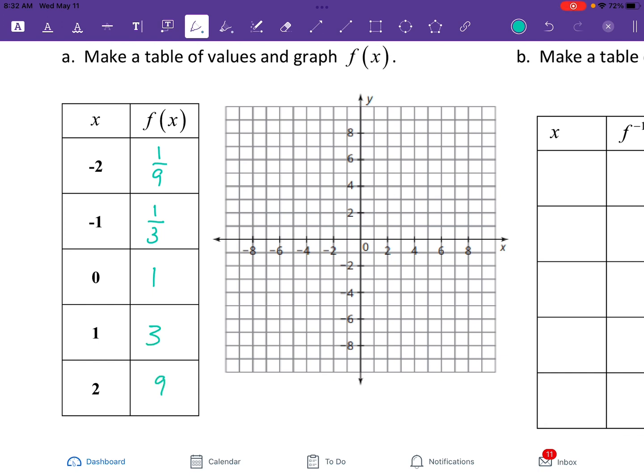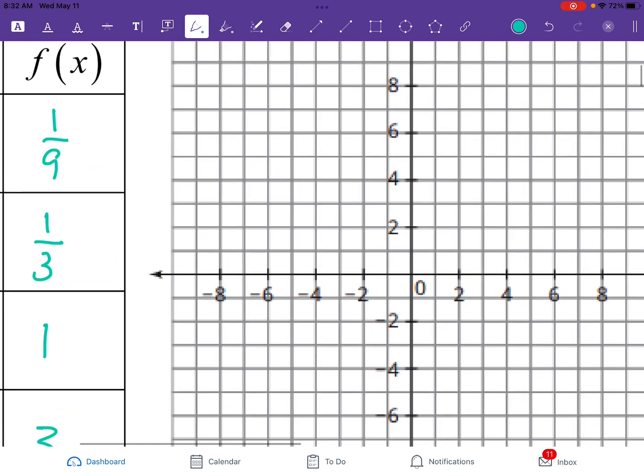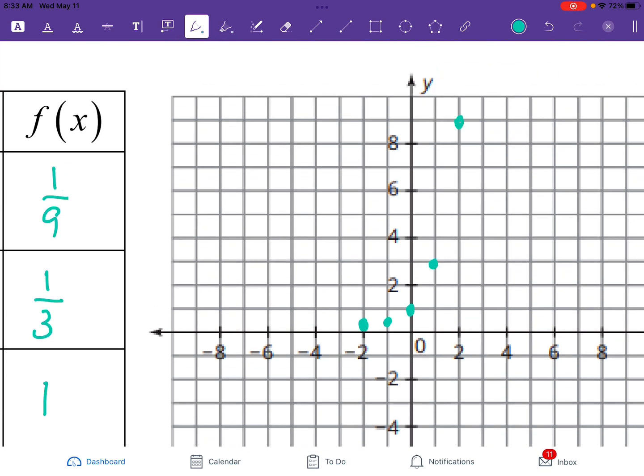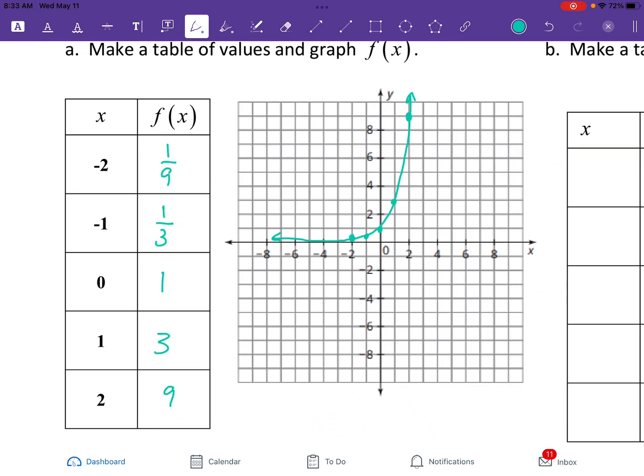So we're going to take those points and graph them on our coordinate plane, and then we're good. So we have -2, 1/9, which is going to be about here. We have -1, 1/3, which is about there. We have 0, 1; 1, 3; and 2, 9. So our graph's going to look something like this. It should not go underneath the x-axis because it's an exponential function and they don't do that. So that is the first graph with its table.